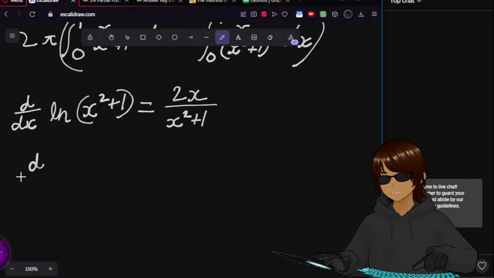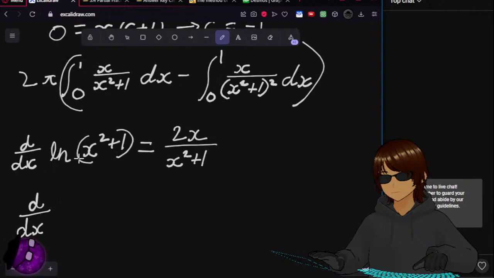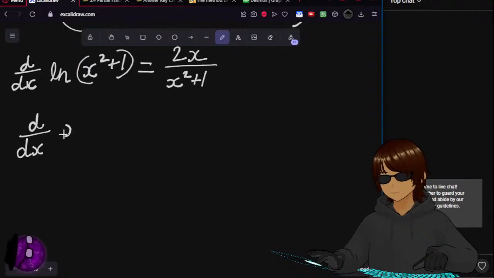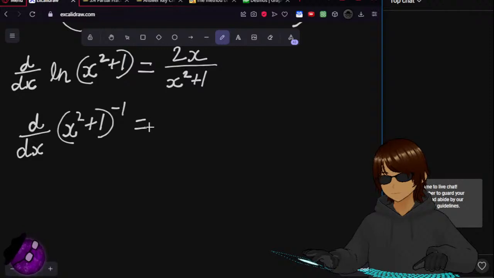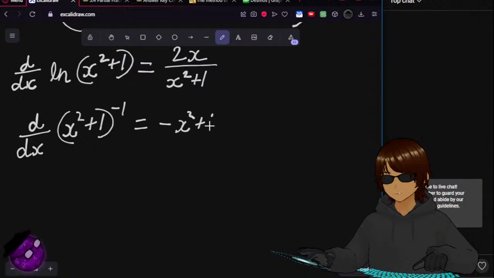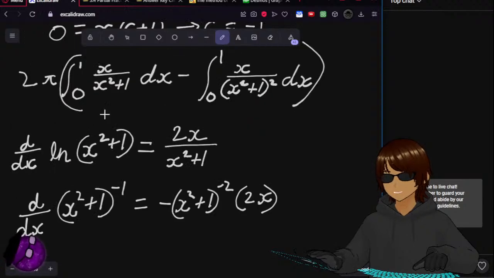And then the derivative of x squared plus 1 gives you a minus, x squared plus 1, negative 2, and then 2x. So all this is 2 pi.